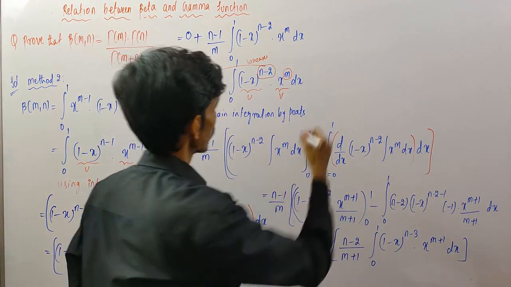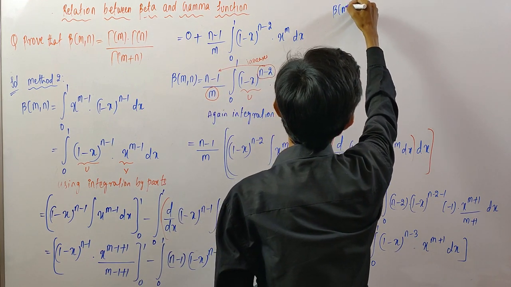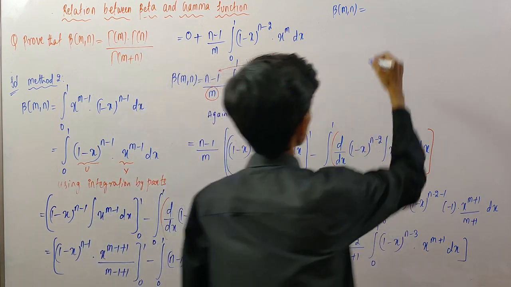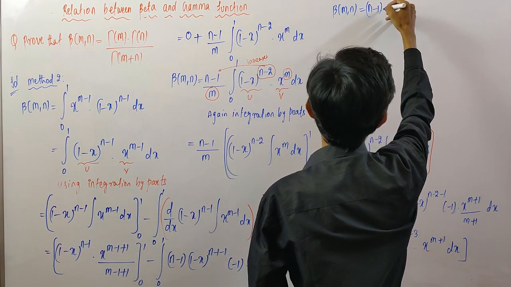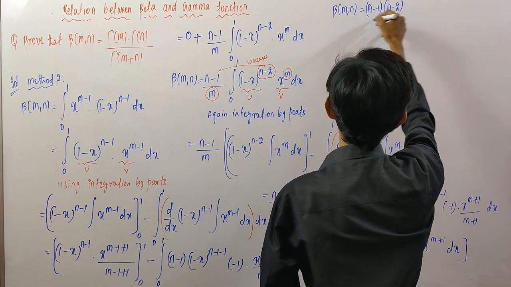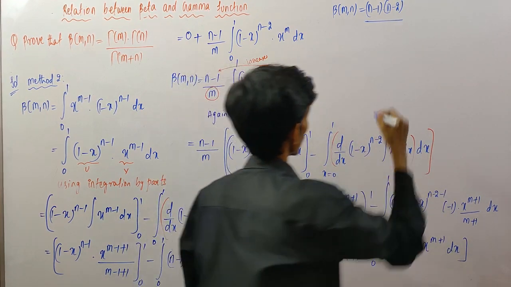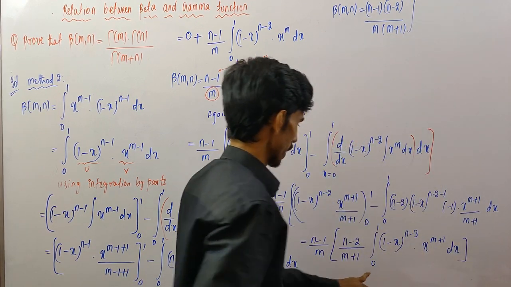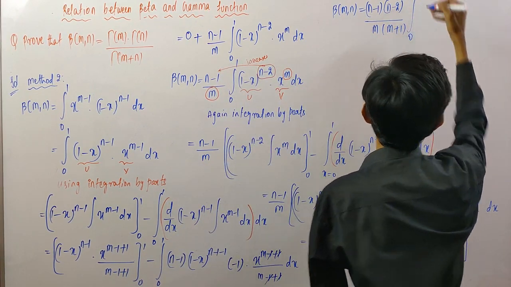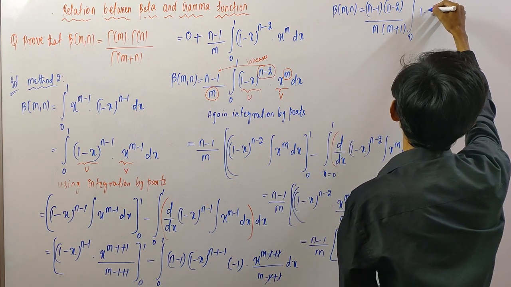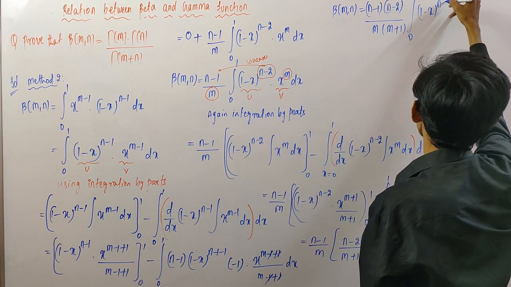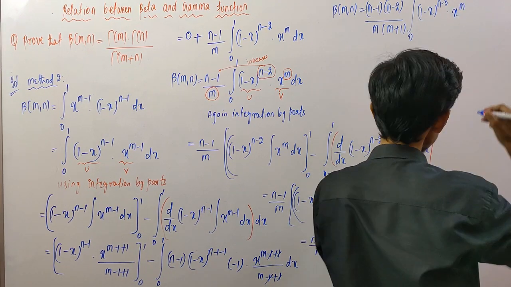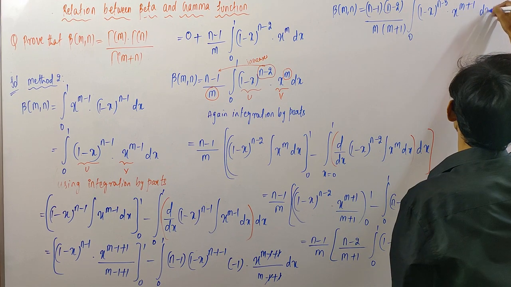Now let me write down here: beta of m comma n is equal to n minus 1 into n minus 2 divided by m into m plus 1, integration 0 to 1, 1 minus x power of n minus 3 into x power of m plus 1 dx.